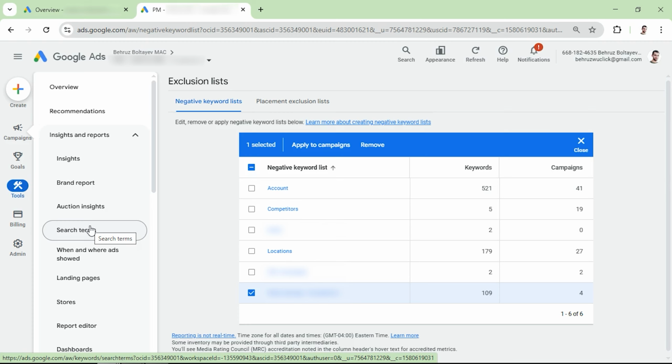So guys, these are some of the ways you can apply to reduce the cost per click and to improve the quality of the clicks you're getting. And overall, that can help to reduce the cost per phone call you are getting.